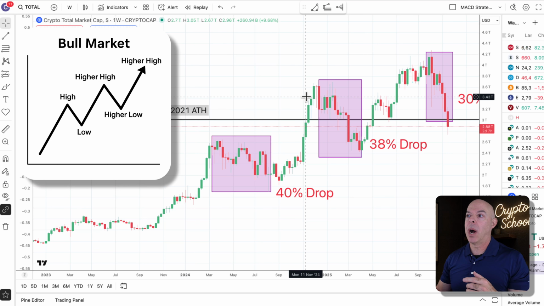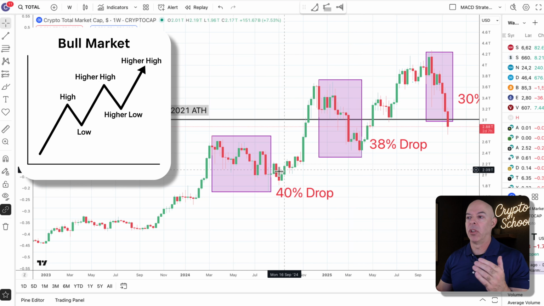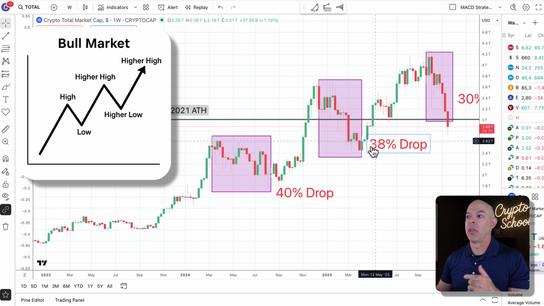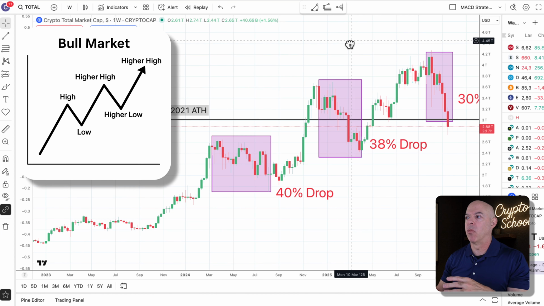Okay, two higher highs and a higher low. Great. That tells us we're in a bull market. This one was a 40% correction. This one from peak to bottom was a 38% correction, roughly. This could have been 39, but roughly speaking.